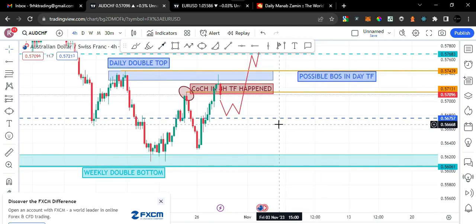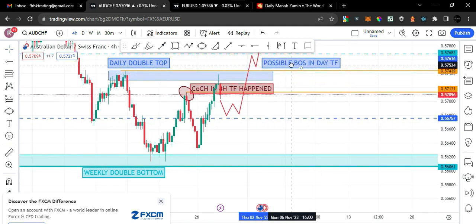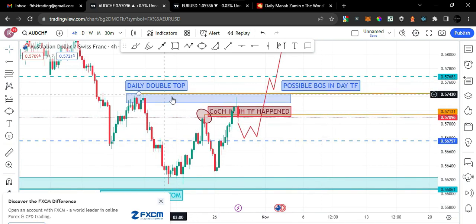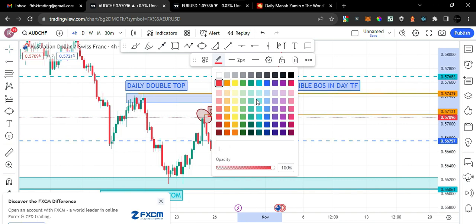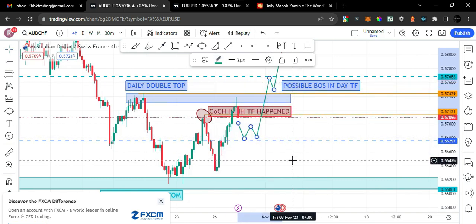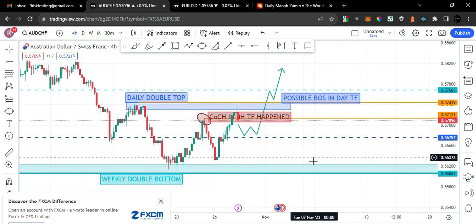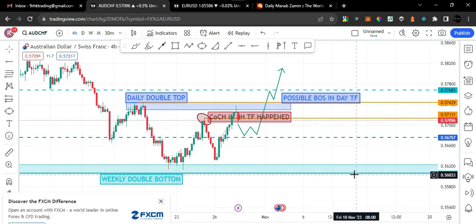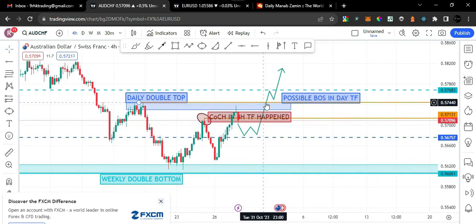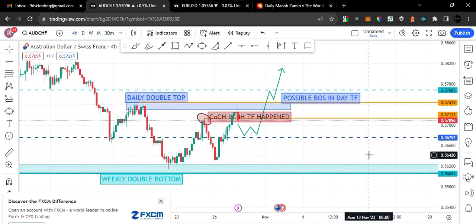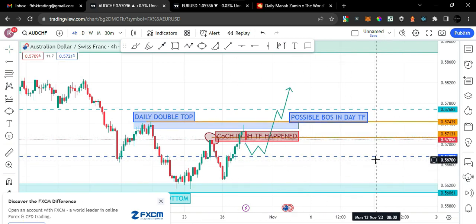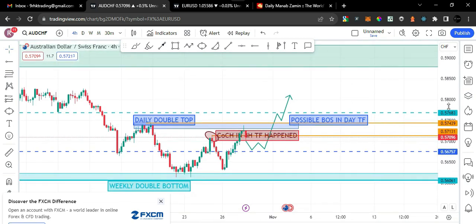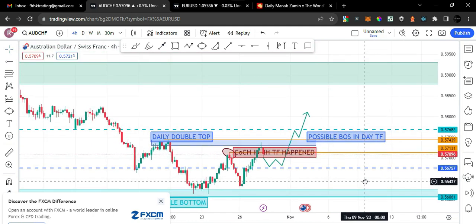So possible break of structure if the line crosses this one. Let's make it blue, so we understand that we are indicating upward, not downward. And if it breaks this one, there is probably a good chance that AUDCHF will go bullish, and how far it will go, that is the question.